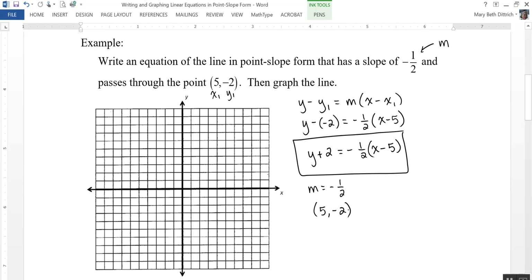Now to go ahead and graph this, I'm not going to start with my y-intercept. I'm going to start with the point that I have. I know that a point on the line is 5, -2. And I know that my slope is -1/2, which means that I can move down 1 and right 2, or up 1 and left 2. And I can draw my line to connect those points, and that's how you would go ahead and graph it.